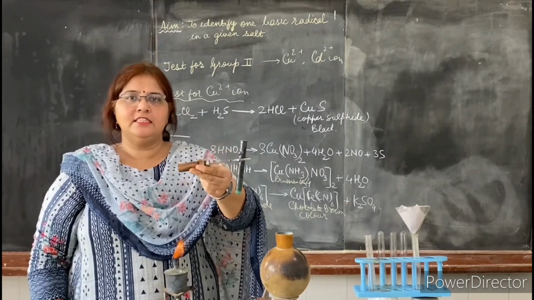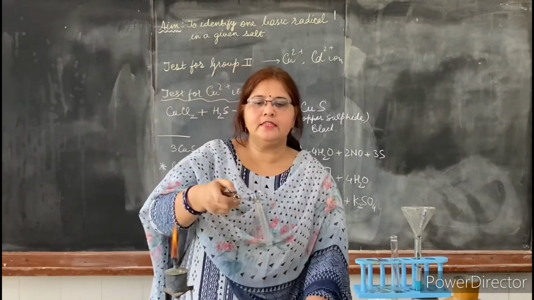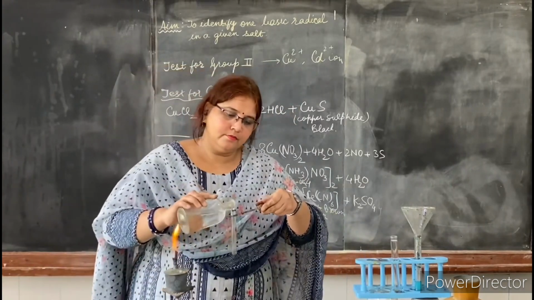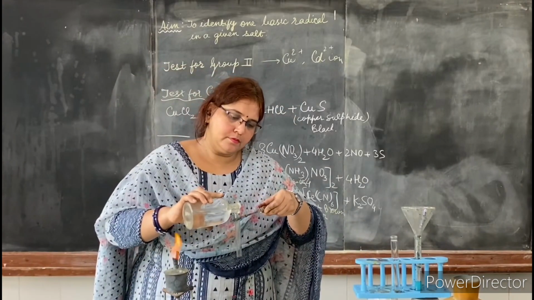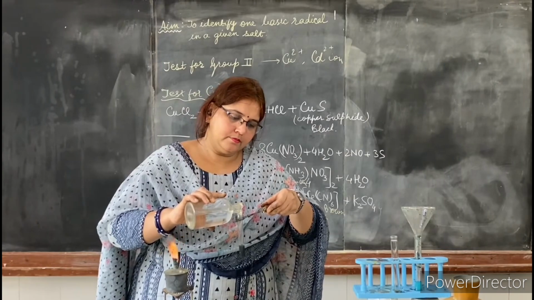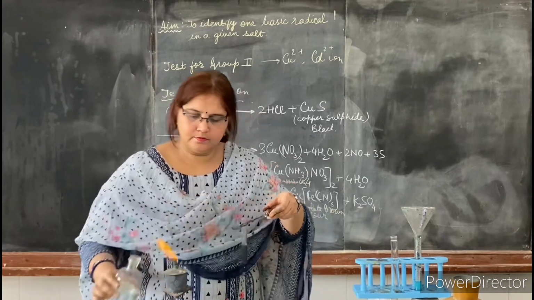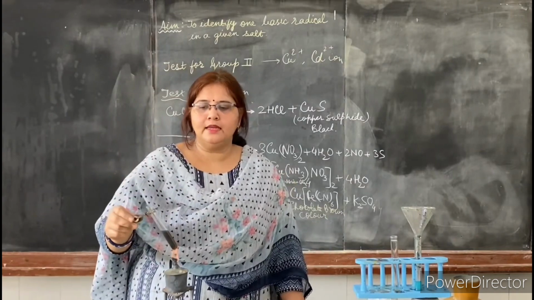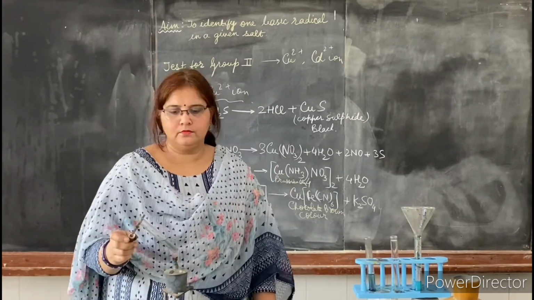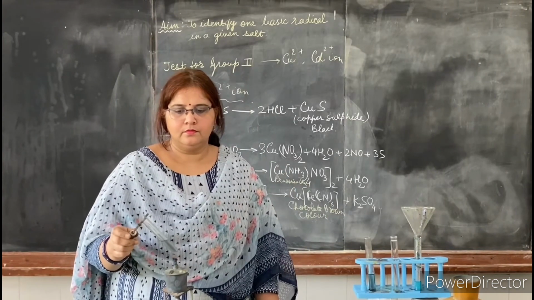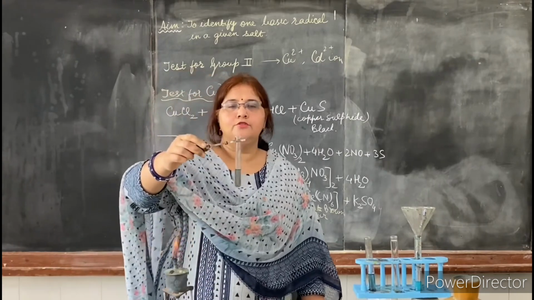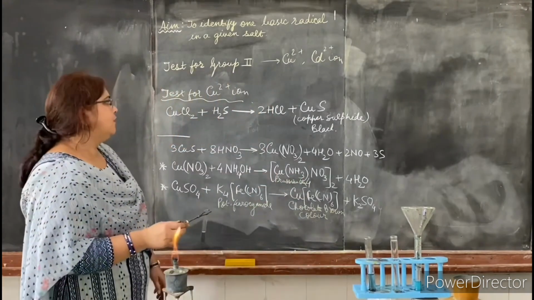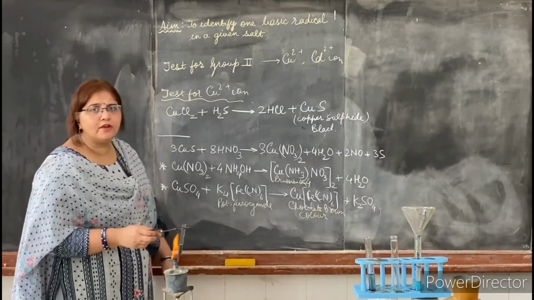Now filter the precipitate and dissolve it in dilute HNO3. Heat it a little bit to make it a clear solution. Now it is a clear solution. Now we will divide it into 2 parts. Now, what are the reactions which are taking place over here?